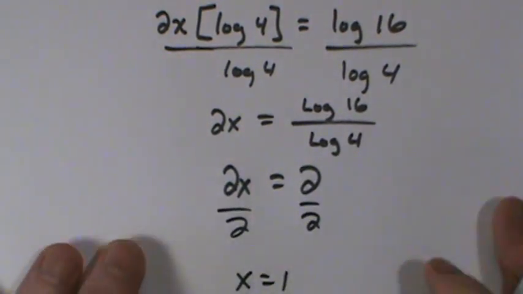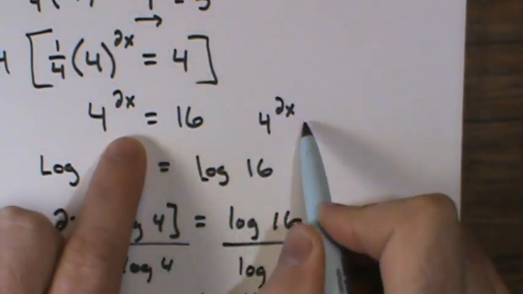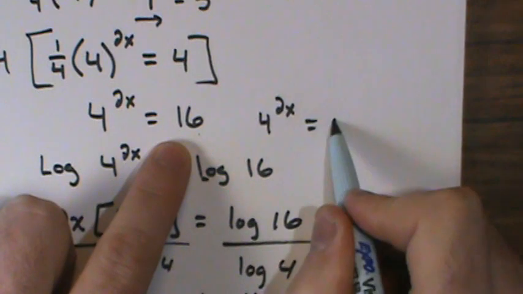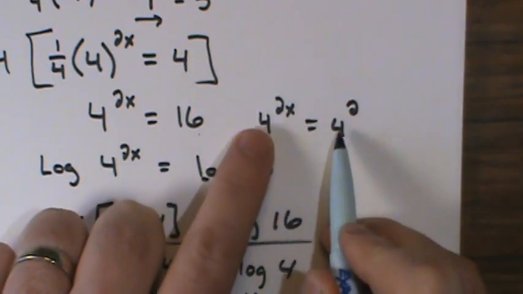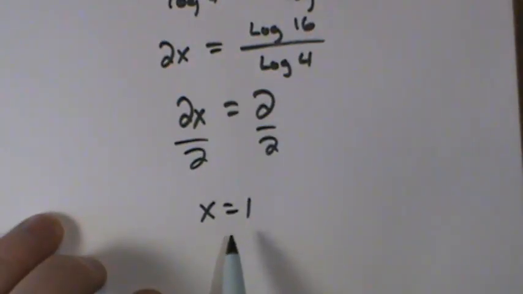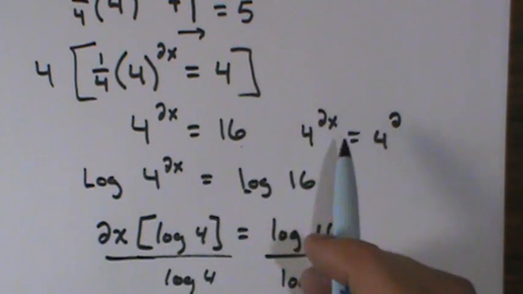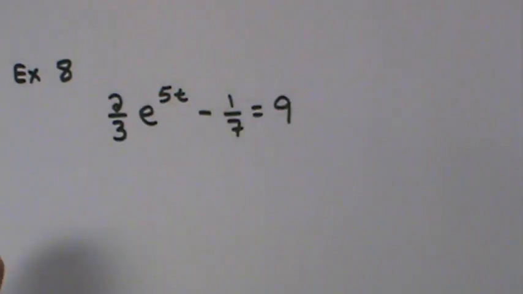If you weren't following that prediction, look, I've got 4 to the 2x. And 16 is just 4 squared. So I could drop the bases and say 2x equals 2, so x is 1. And so it's always nice to have something in your back pocket where you can solve that. I'd like to do another example. And this one I'm going to make a little bit more complicated. We'll call this example 8.